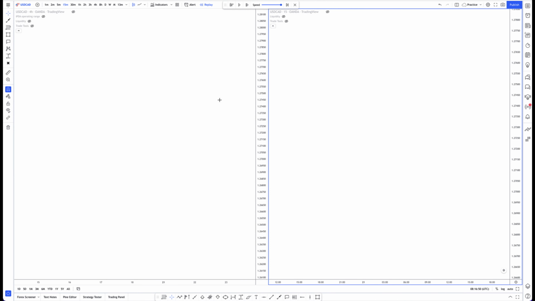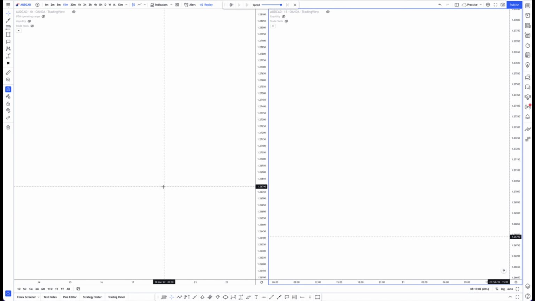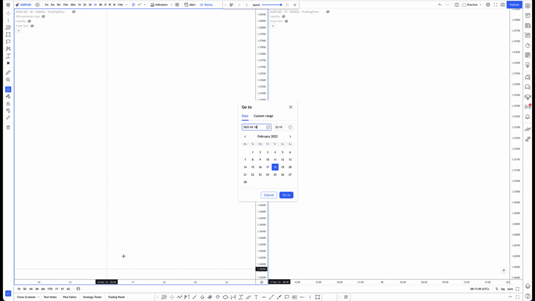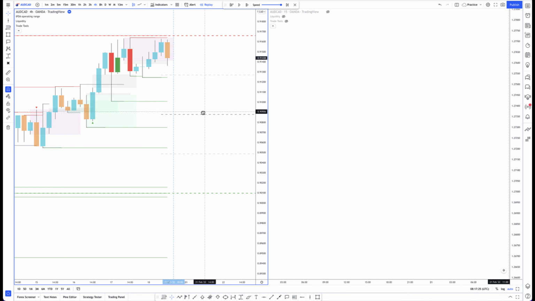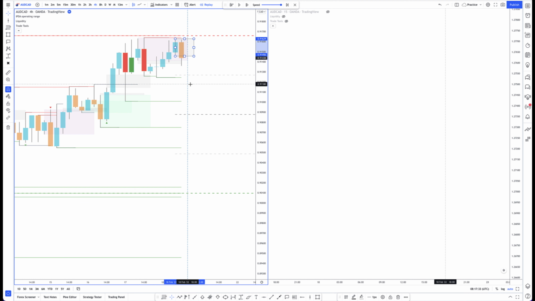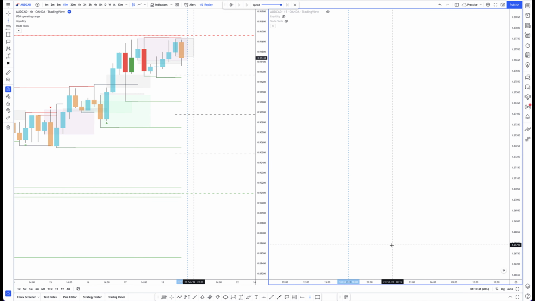AUD CAD Feb 18 14 UTC. Trade came at 21:45.